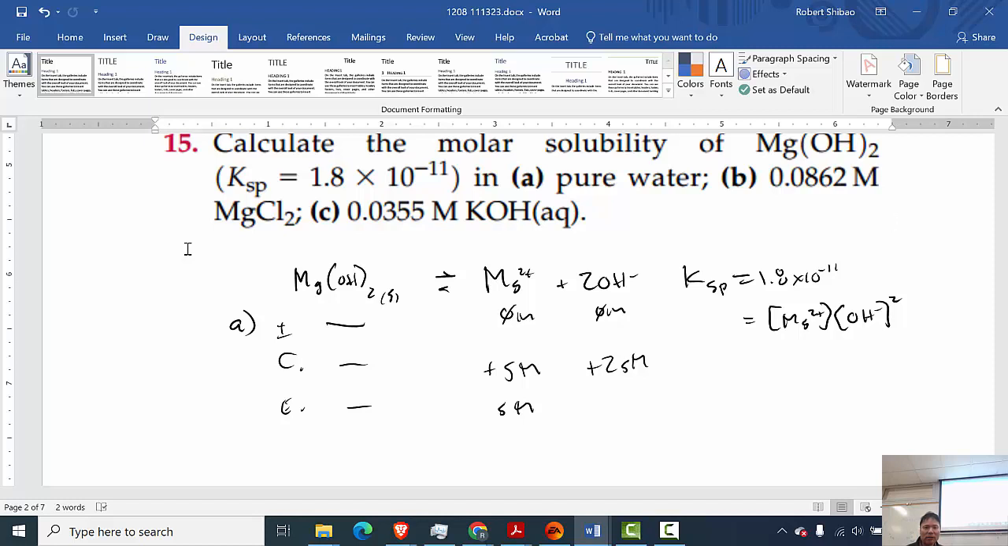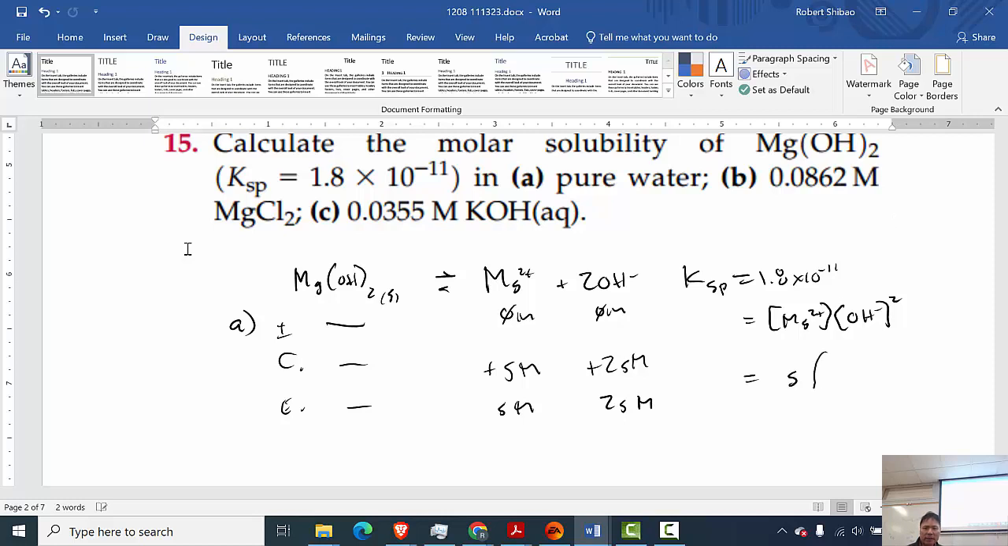So S is the molar concentration of magnesium. It's also the molar concentration of how many magnesium hydroxide formula units we can dissolve in a liter of solution. And then we're going to have 2S. 2S is for the hydroxide. We're going to have twice as much hydroxide as magnesium, just due to the stoichiometry here.